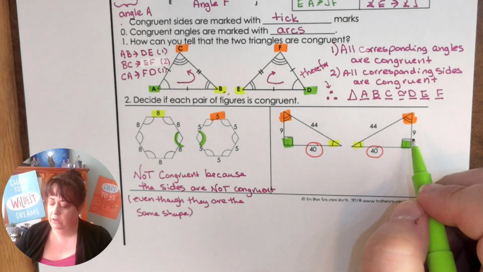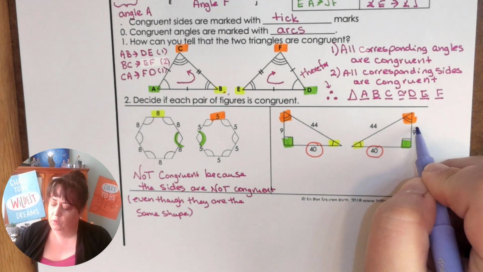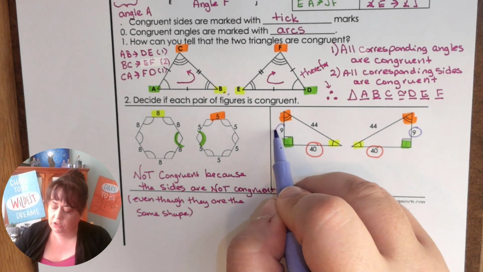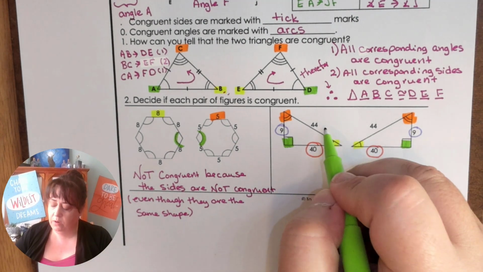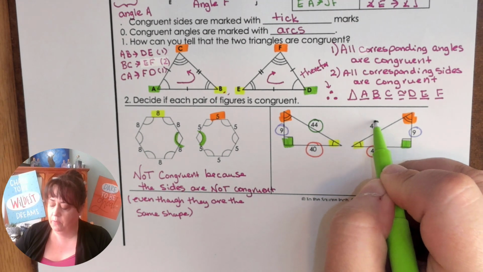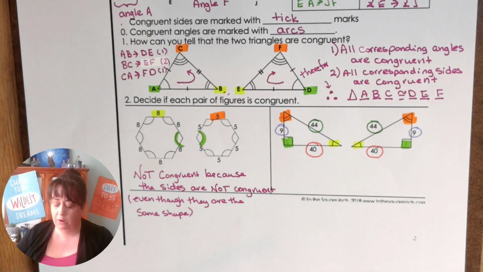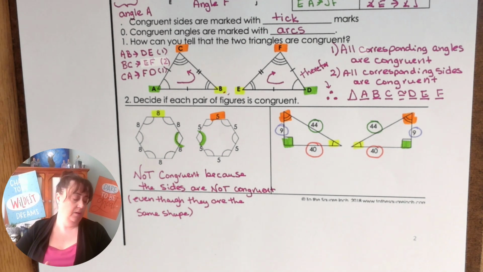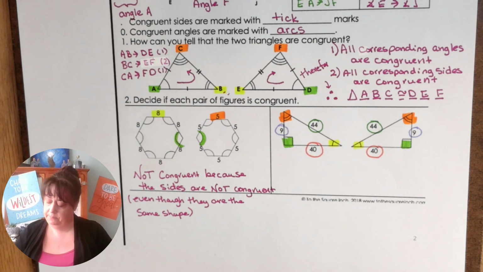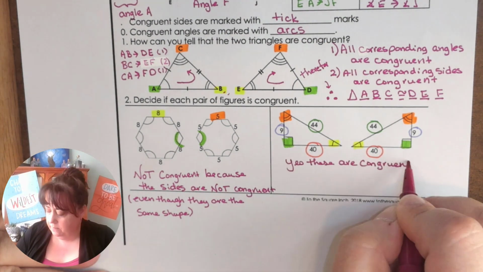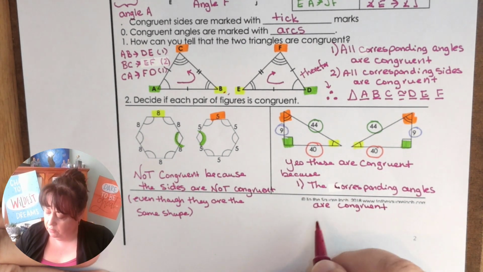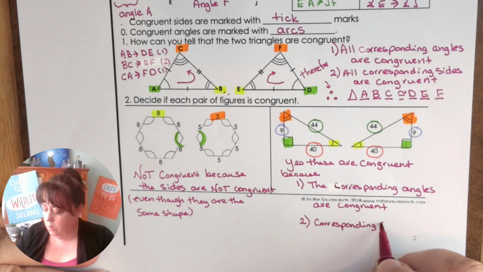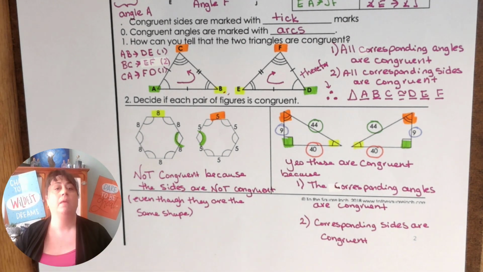Did the 9 go between the green and orange and the green and orange? Yes. So they're corresponding. Did the 44 go between the orange and the yellow and the orange and the yellow? Yes. So they are corresponding. So in this figure, yes, these are congruent. And then we have to have our reason why. We always have to give a reason why. So yes, these are congruent, but our reason why is because 1, the corresponding angles are congruent, and 2, corresponding sides are congruent.